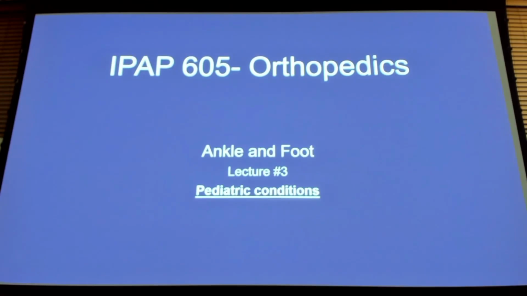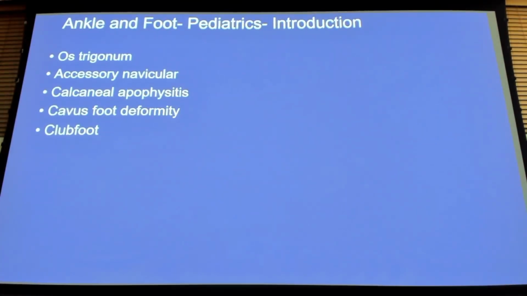Okay, let's talk about little people. So pediatric patients, and they're not just little adults, right? And so their conditions can be unique, right? In a lot of cases, if you miss them, they can lead to potentially catastrophic results as these patients continue to develop and grow. Okay. So we talk about the os trigonum, we talk about the accessory navicular, calcaneal apophysitis, the cavus foot, right? And then we'll close that up with the club foot.